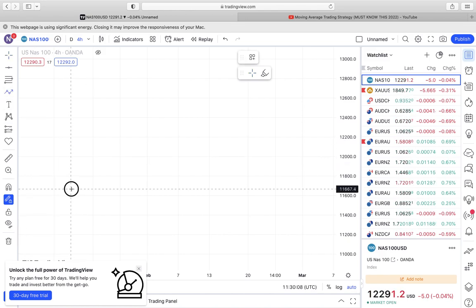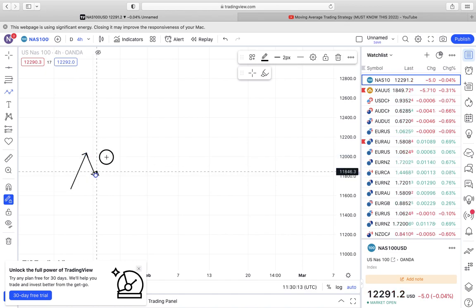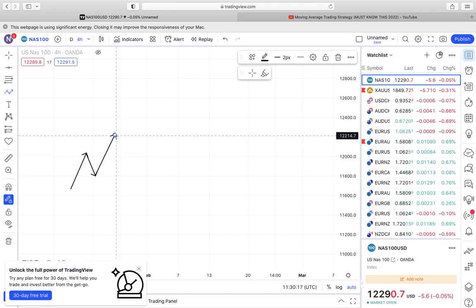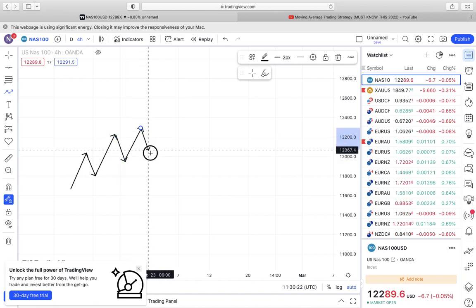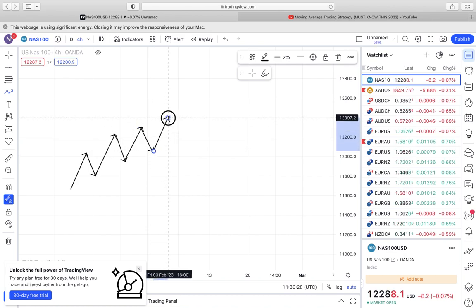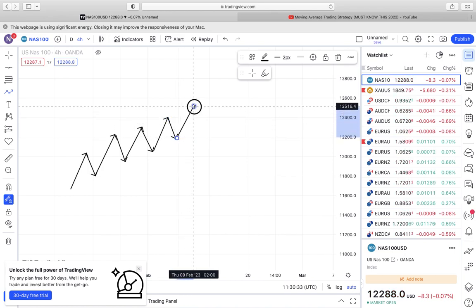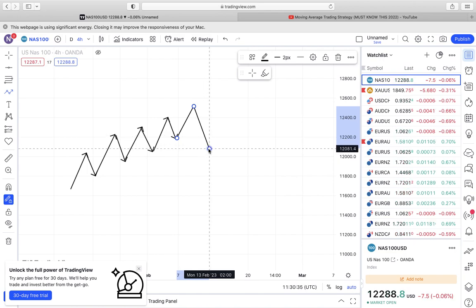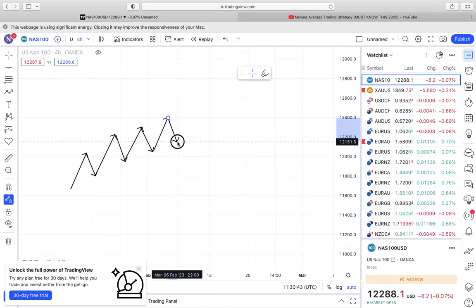Let me say the market is here, moving upward, then pulls back, moves, pulls back, moves, pulls back, moves upward, pulls back, moves upward, then breaks the channel. Yes, I hope you can see that. Now this is an upward trending market, guys.